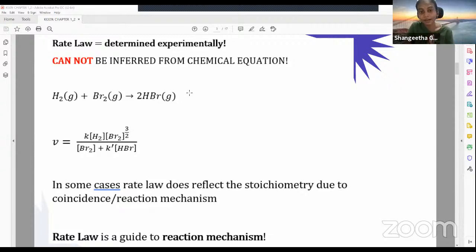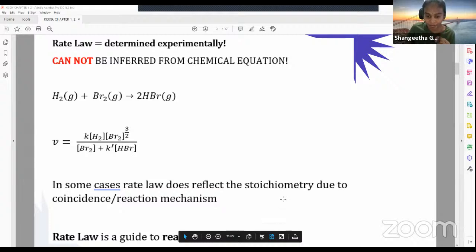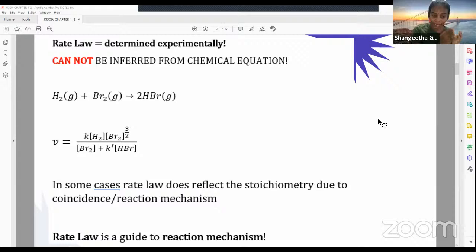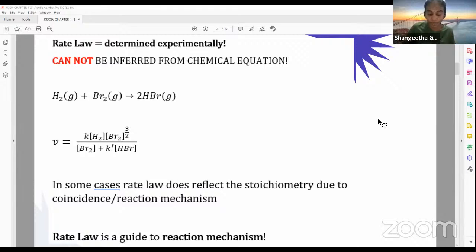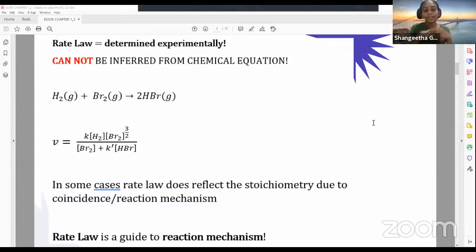Sometimes, although it doesn't always happen, in some cases it can reflect the stoichiometry. But remember, when that happens, it's because of coincidence or due to the reaction mechanism. So what is important is that your rate law is actually a guide to your reaction mechanism. This is what we've been saying from the start. Why you need to learn chemical kinetics is because eventually it can help you to decipher the mechanism of your reaction.